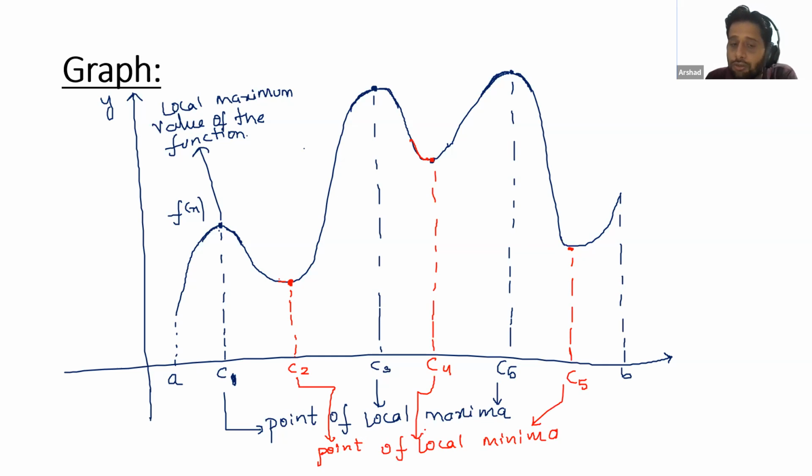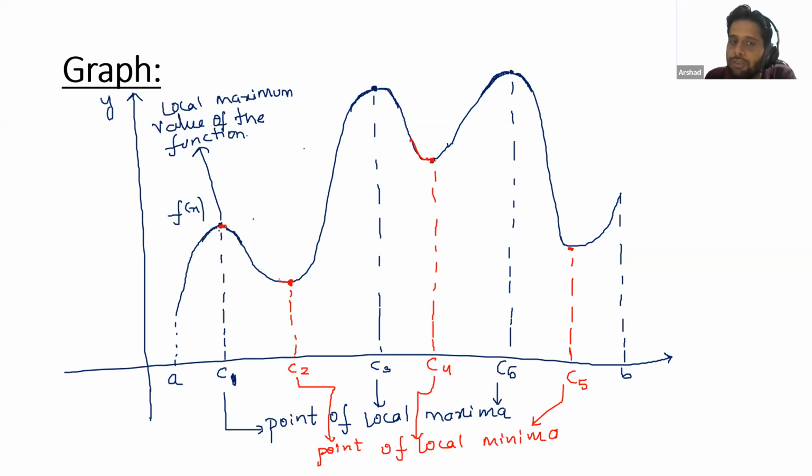These are called points of local minima. Local minima doesn't mean that the function has the minimum value at that point. This means that the function has a value which is less than the neighboring points. You can see here, this is the point of local maxima. There is a local maximum value of the function, and this is the local minimum value of the function.